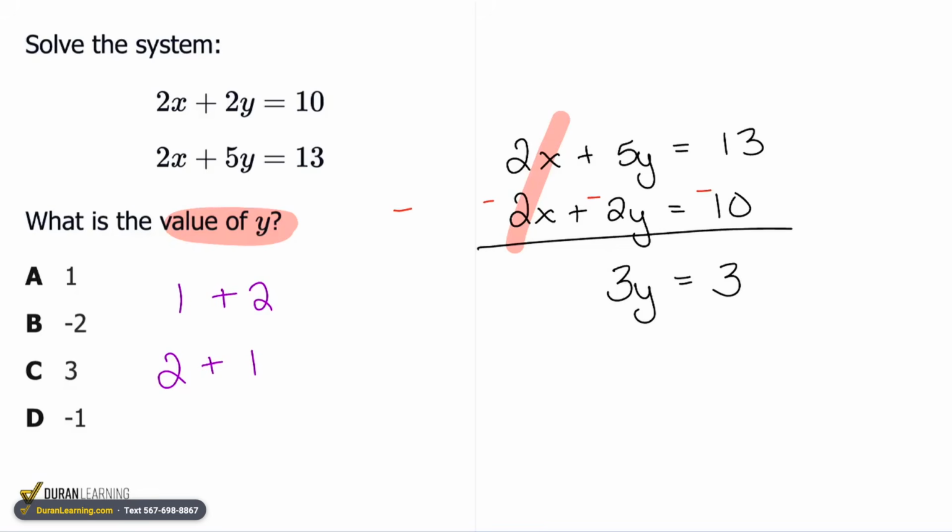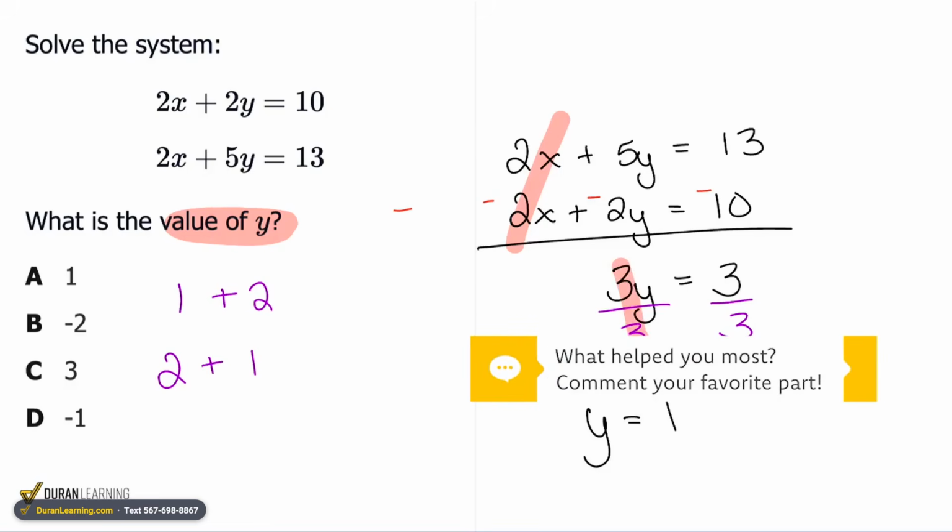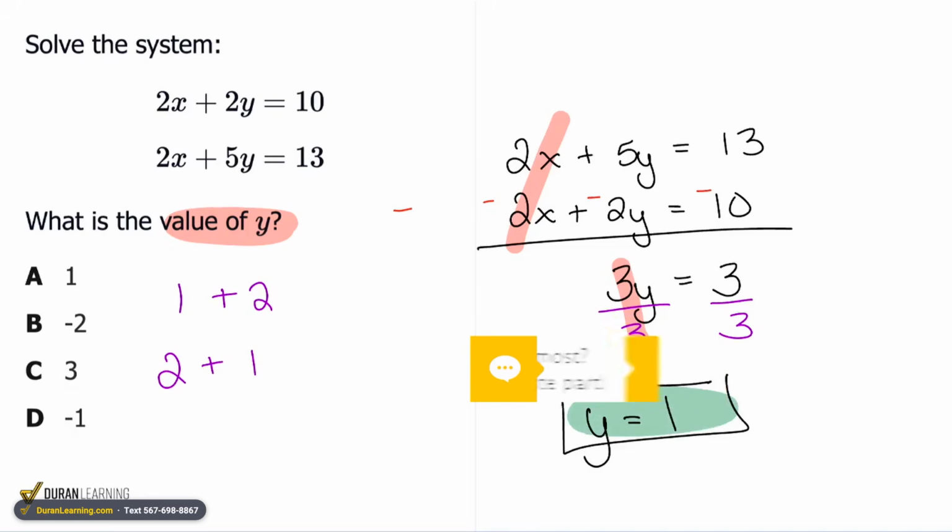So with that, let's go ahead and wrap this up here. We're going to divide both sides by 3 on the left and the right side right there, because once we do that, the 3 cancels out on the left, and we end up with y equals 3 divided by 3, which is 1. And there we go. Y equals 1 is the correct answer, which falls on answer choice A.